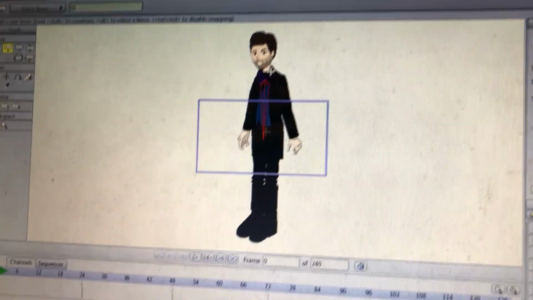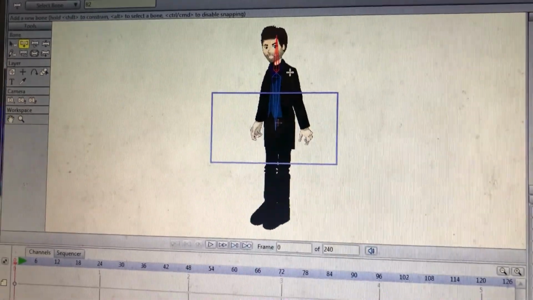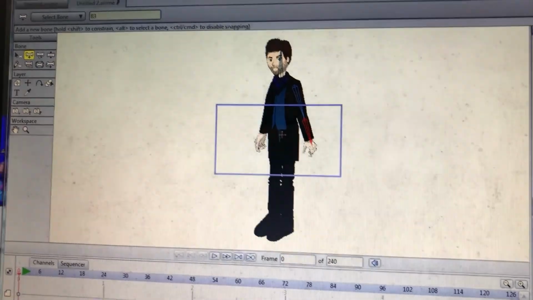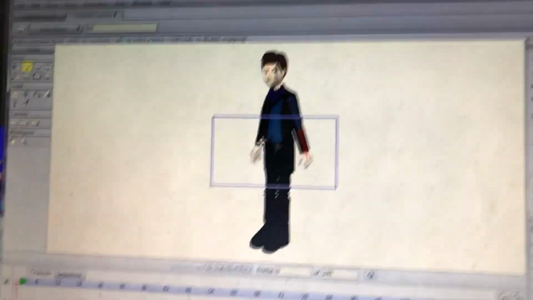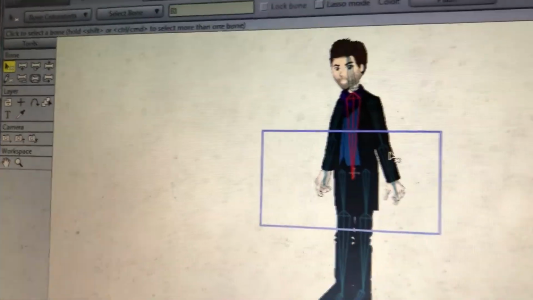So you have very easy, very quick bones. So you have the main part of the body. You have upper arm, lower arm, head, lower leg, upper leg, and whatnot. Then once those are done, we assign each of those bones to the part that corresponds to it.